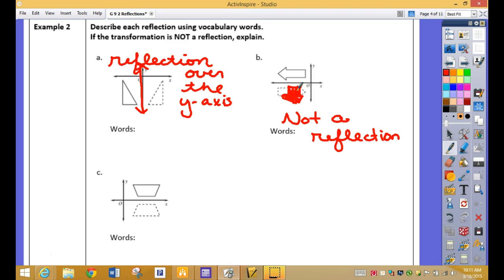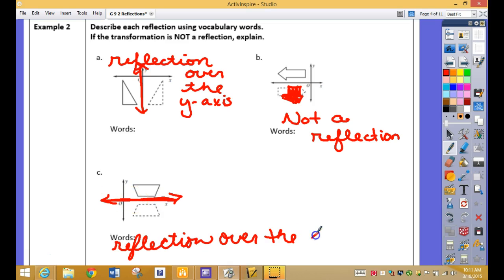How about C? Is it a reflection? Yes. So it is a reflection where? Good. Reflection over the x-axis, and in this one, the x-axis is called our what? Yep, our line of reflection. The x-axis is our line of reflection in that one.